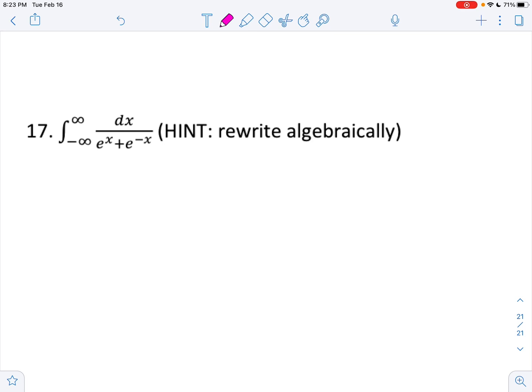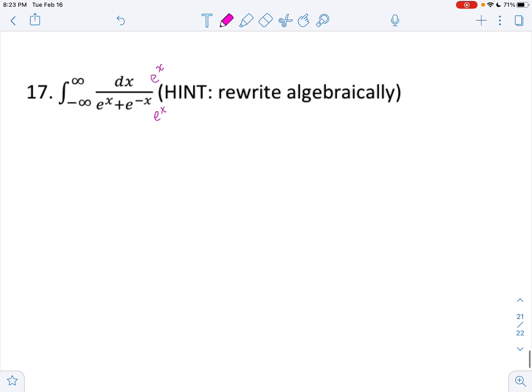Algebraically, what you could do to this function is multiply the top and the bottom by an expression of e to the x. Doing so is going to give you e to the x on top over e to the x times e to the x, which is e to the 2x. E to the negative x times e to the x is simply 1. So I want you guys to think about how this might look familiar, particularly if u was equal to e to the x. Then you have something similar to 1 over 1 plus u squared or 1 plus x squared.